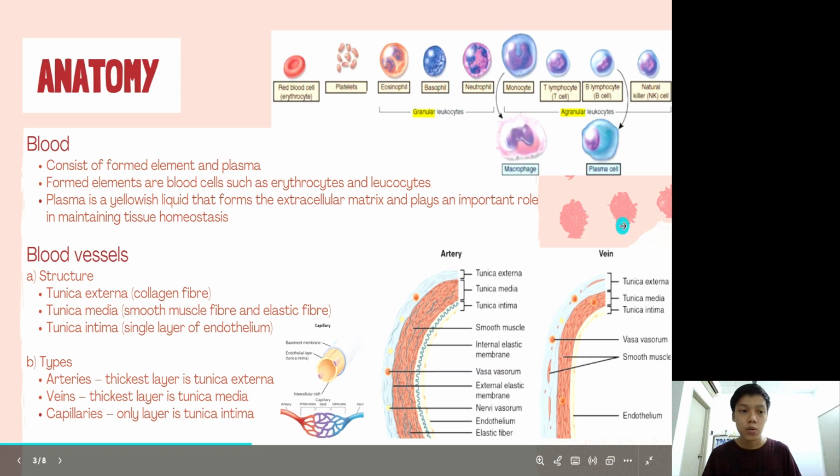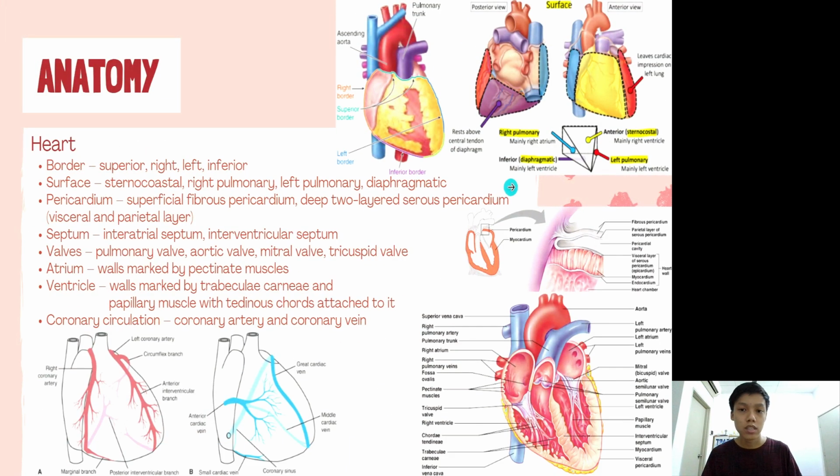Okay, and next we will be looking at the heart. First of all, we need to know the heart border. The heart has four borders: the superior border, the right border, the left border, and the inferior border. Now the superior border is mainly made of the three great vessels and the right and left atrium, the right border is made of the right atrium, the left border is made of the left ventricle, and the inferior border is made of the right ventricle.